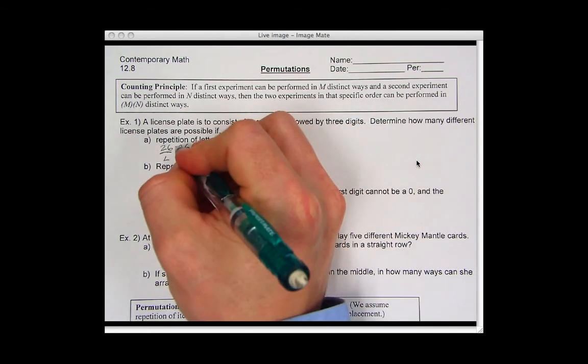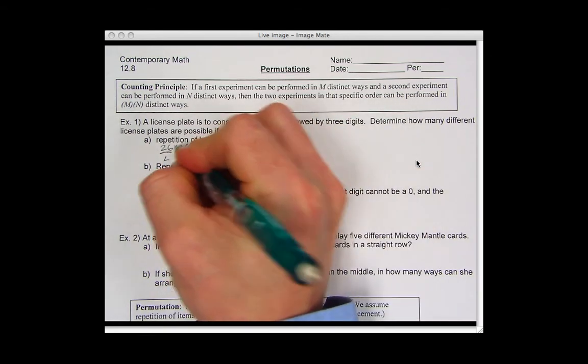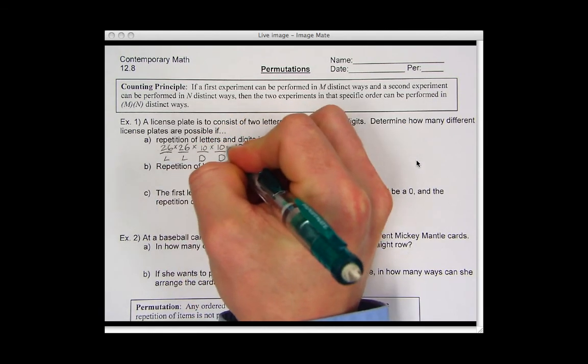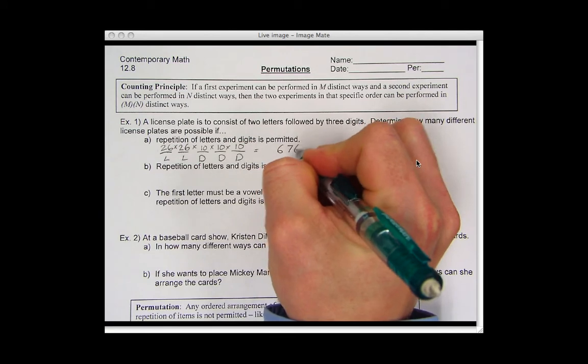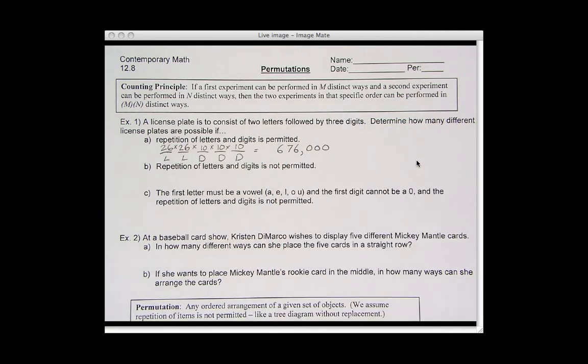So again, we want to multiply all these together. And we have a total of 676,000 different license plates we can make.